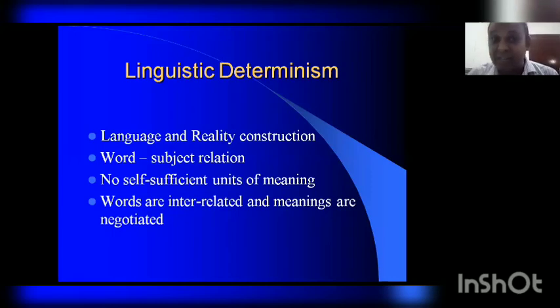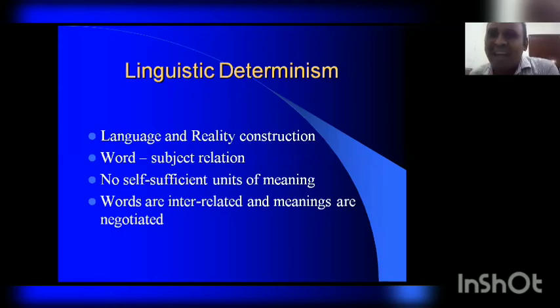Language and reality construction, I talked about it in the conception of being. Subject, word, subject relation. I said subject is limited by the word. Subject is not absolute. Knowledge is not absolute. Knowledge is limited by the language that we use. So it is language that really matters in developing consciousness, and there are no self-sufficient units of meaning.